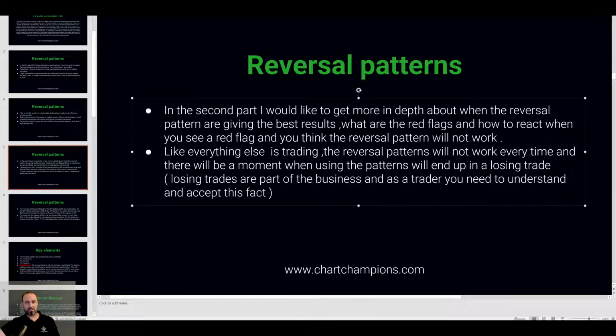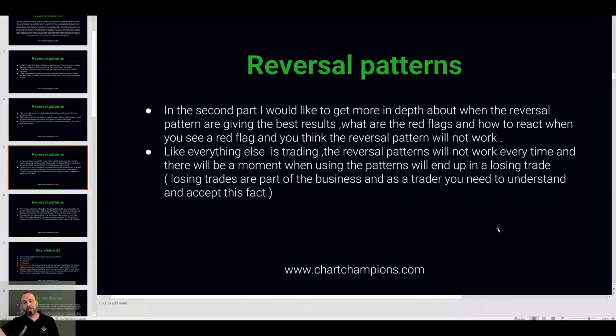This is also really important because, like everything else in trading, the reversal pattern will not work every time, and there will be a moment when using the reversal patterns will end up in a losing trade. This is really important also from the psychological point of view, because losing trades are part of the business, and as a trader you need to understand and accept this fact. Nothing in trading works 100%.